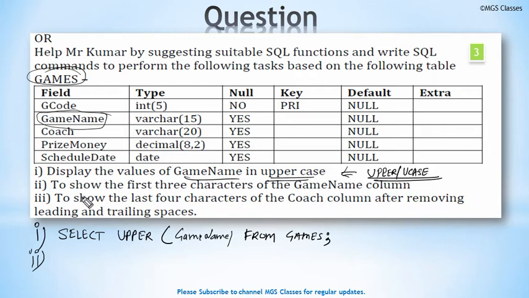Second question, we are asked to show the first 3 characters of the game name. So to show the first 3 characters, what is it trying to say? Let's suppose the name of the game is cricket. Let's suppose we want to show the first three characters, like CRI, in the output in case of cricket.